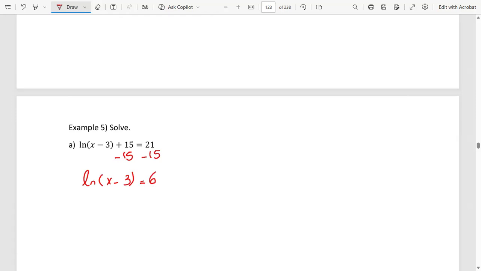Okay, now I have one single log on the left side and a number on the other side, which means since there is no log on the right side, I need to convert it to exponential form. For converting to exponential form, we always start from the base. And you know that natural log, or ln, is a log with base e. If you convert it to exponential form, in a zigzag direction, we have e to the 6th power, which must be equal to x minus 3.